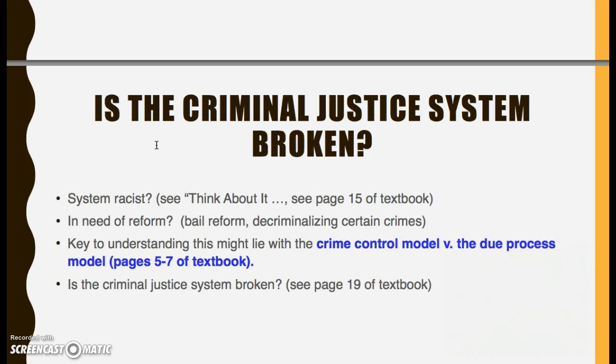The criminal justice system is going through a considerable amount of discussion lately from the policymaker level. In other words, state legislatures, Congress, local politicians. They're beginning to evaluate the need for criminal justice reform. Key to understanding a lot of this are the two concepts that are described in the book, pages 5 through 7. So make sure you spend some time and carefully review that, and we'll discuss it again next week. That's the crime control model versus the due process model. Finally, is the criminal justice system broken? Think about this as you review page 19 of our textbook, okay?